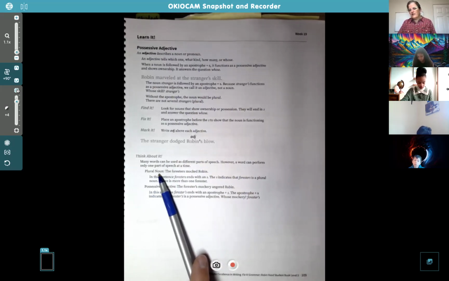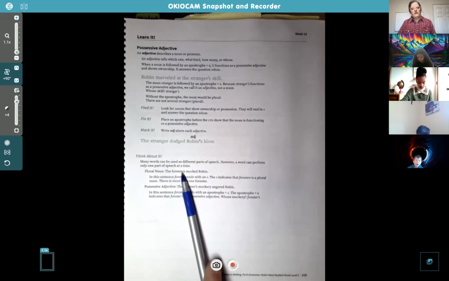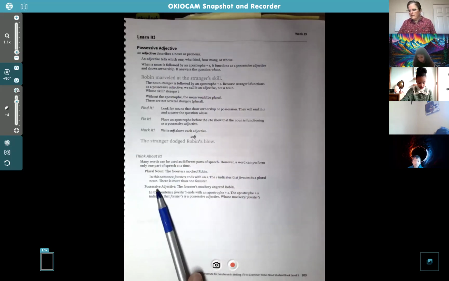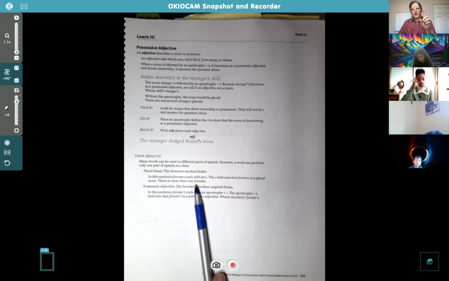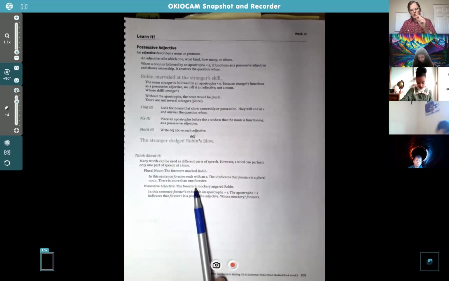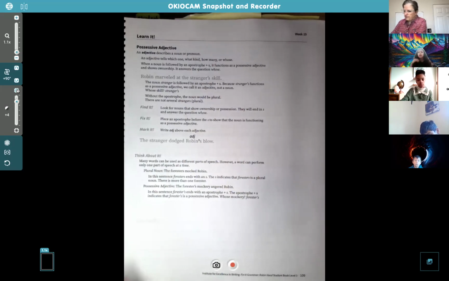So here's a plural noun example. The foresters mocked Robin. Notice the S at the end of foresters. That means there's more than one. It's plural. But check this out. Possessive adjective. The forester's mockery angered Robin. This time it has an apostrophe. It's not plural anymore. It's one forester, and the mockery belonged to that forester. So just that little tiny mark, little apostrophe, changes the function of the word. And that's what they want you to pay attention to.